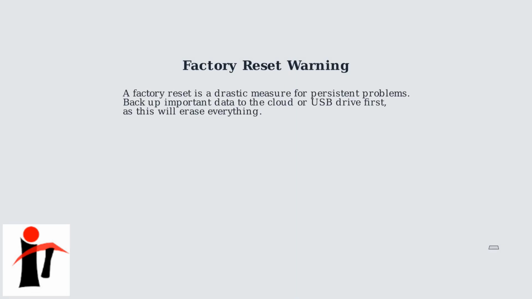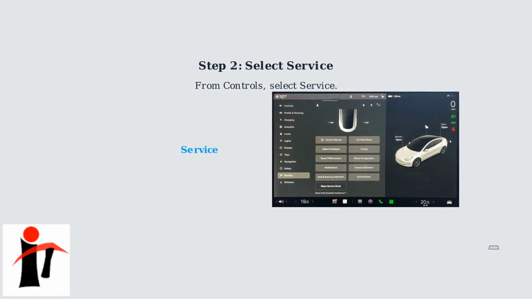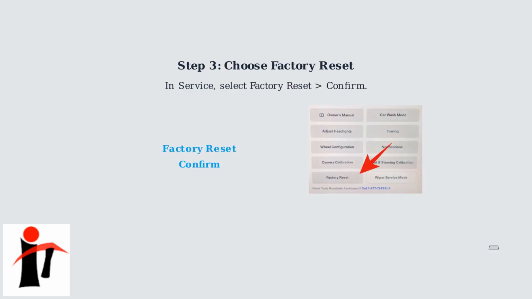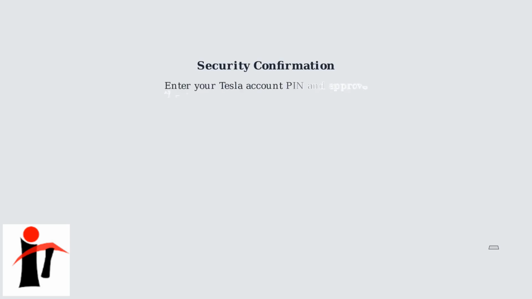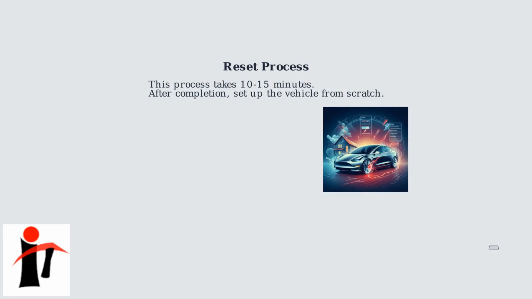A factory reset is a drastic measure for persistent problems. Before proceeding, back up any important data to the cloud or a USB drive, as this process will erase everything. On your Tesla's touchscreen, go to Controls. From Controls, select Service. In Service, select Factory Reset, Confirm. You'll need to enter your Tesla account PIN and approve the reset via the Tesla app for security. This process takes 10 to 15 minutes, after which you'll need to set up the vehicle from scratch.